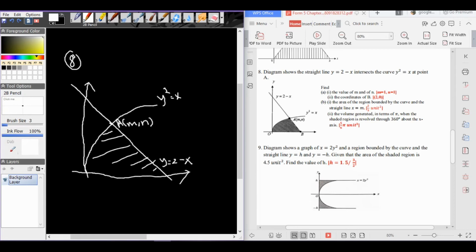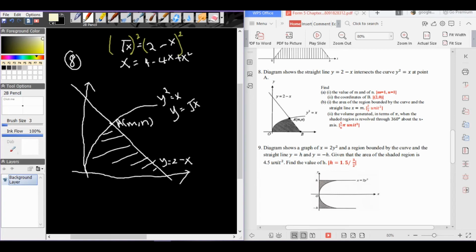The equation of the curve is y squared equals x. So y equals square root x. Okay, substitute into this equation. So square root x equals 2 minus x. I square both sides. Then x equals 4 minus 4x plus x squared. Okay, square both sides.